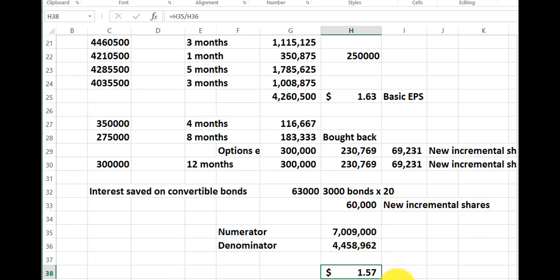It always needs to be lower than our basic. That is required. If it's not, we either made a calculation error or we actually have a situation where one of these elements is not dilutive and therefore shouldn't be used, and so we would ignore the diluted if it was higher than the basic.